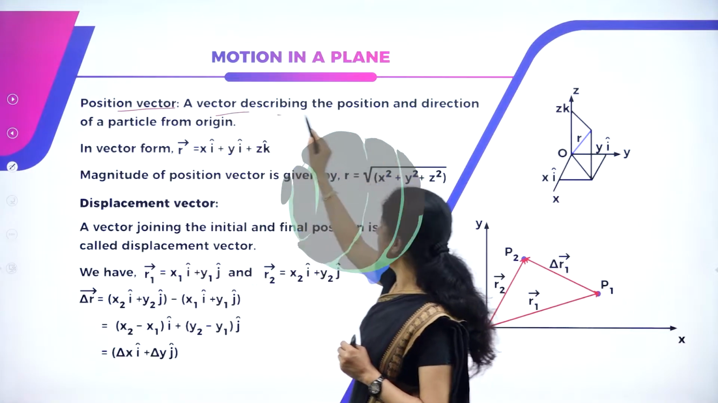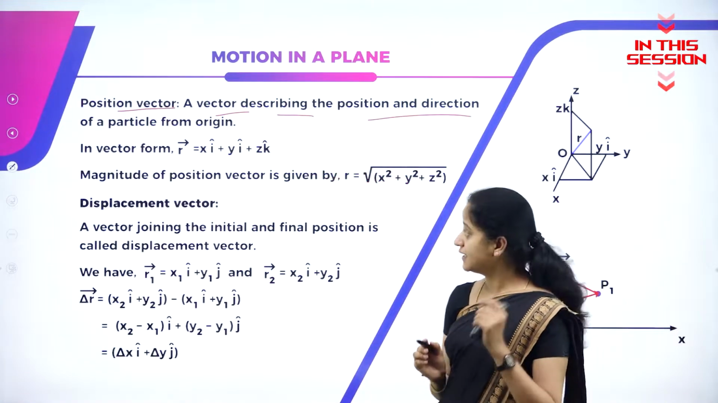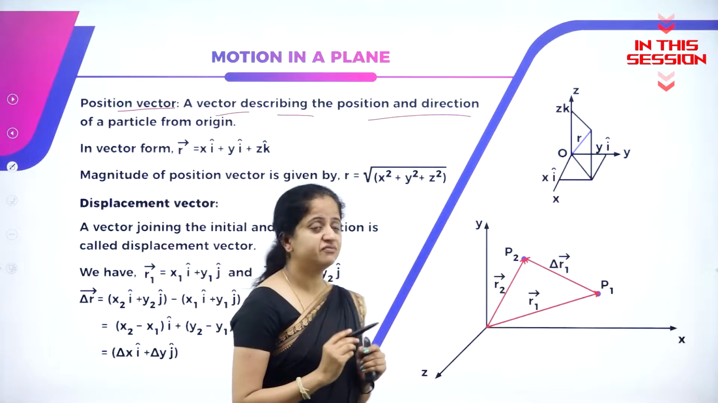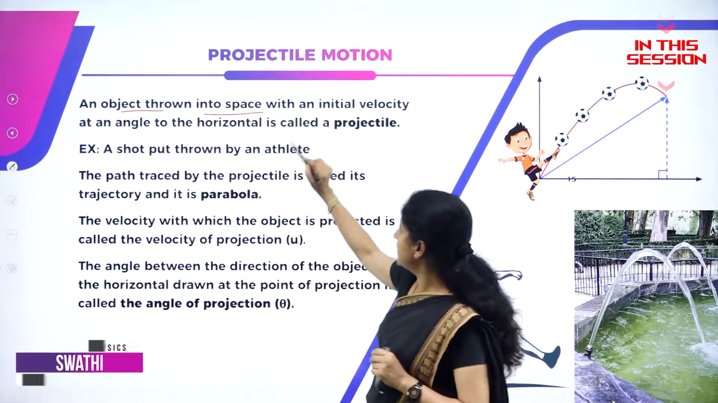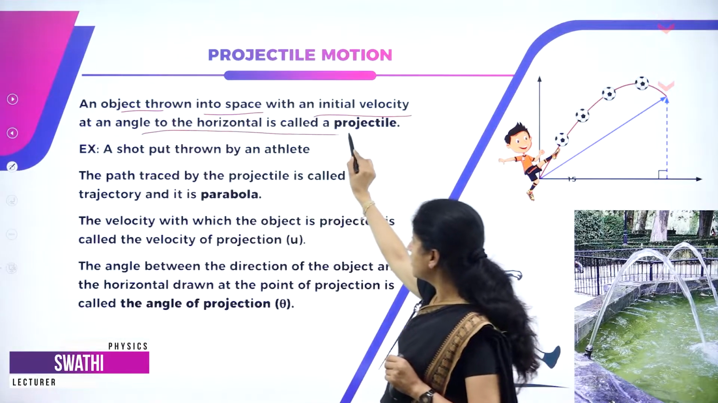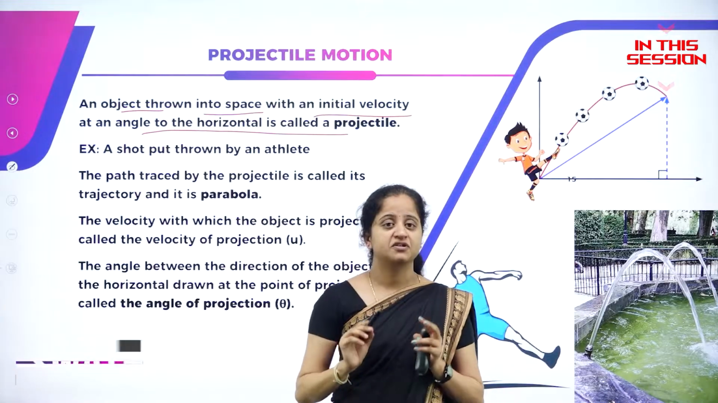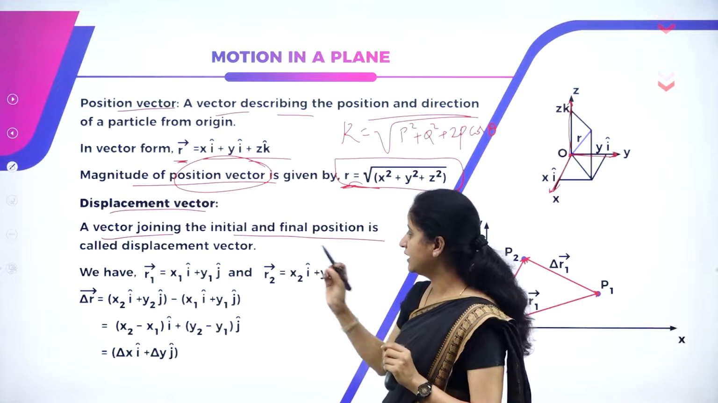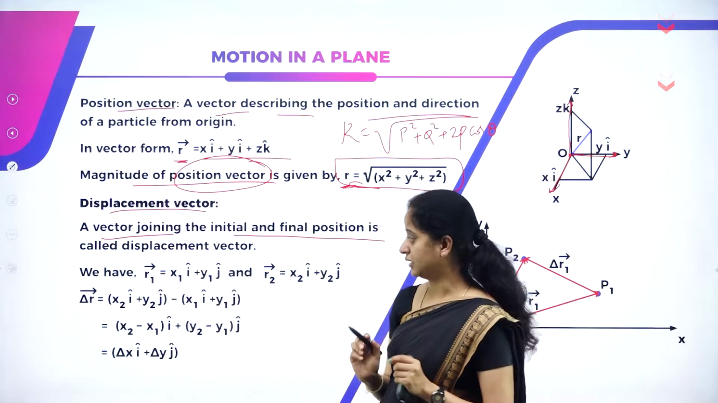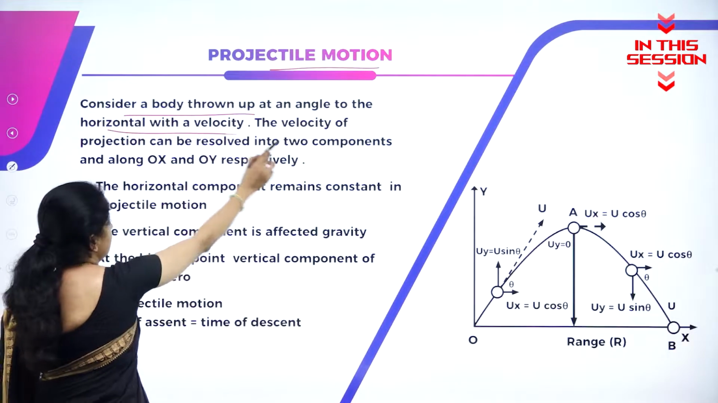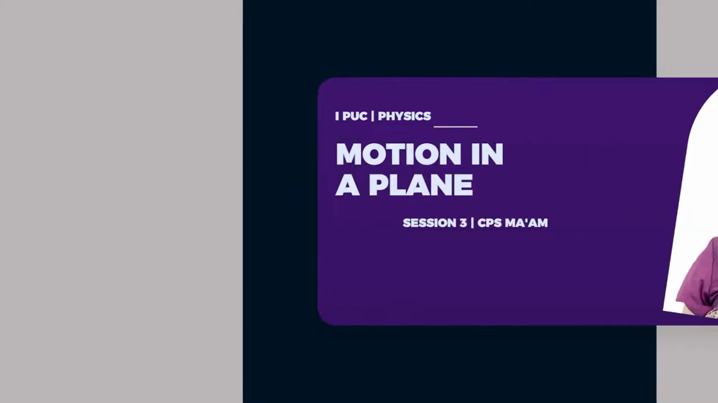So a vector describing the position and direction of a particle from the origin is called as position vector. When an object thrown into space with an initial velocity at an angle to the horizontal is called as projectile. The vector joining the initial and final points, we will call it as displacement vector. So consider a body thrown up at an angle to the horizontal with a velocity.